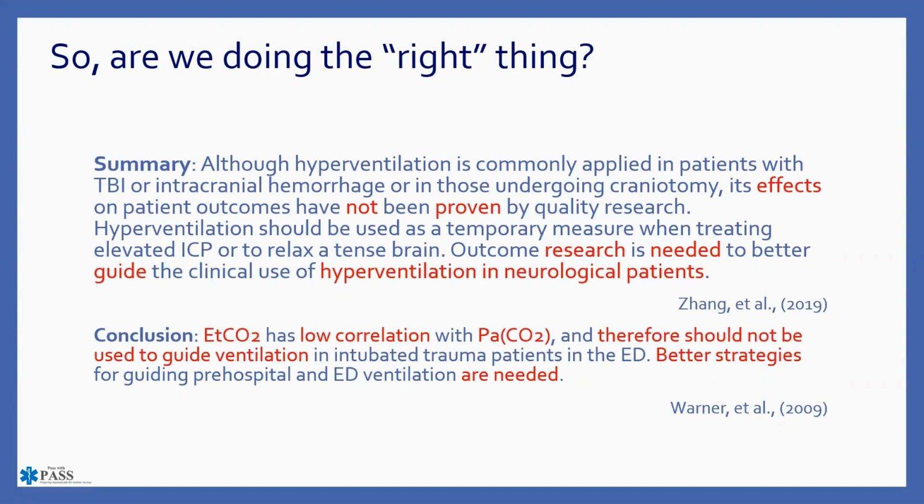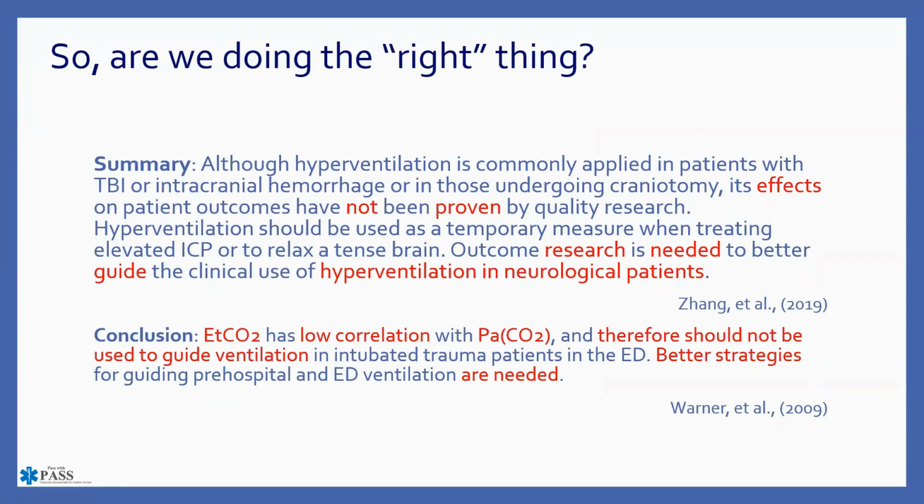Although hyperventilation is commonly applied in patients with traumatic brain injury or intracranial hemorrhage, or in those undergoing craniotomy, its effects on patient outcomes have not been proven by quality research. Hyperventilation should be used as a temporary measure when treating elevated ICP or to relax a tense brain. Outcome research is needed to better guide the clinical use of hyperventilation in neurological patients.